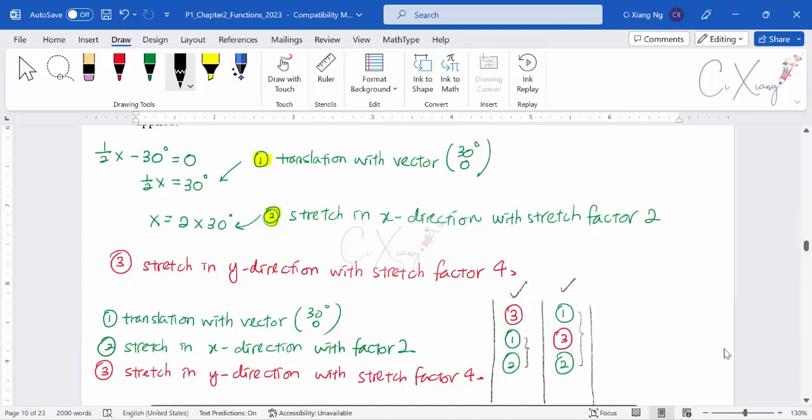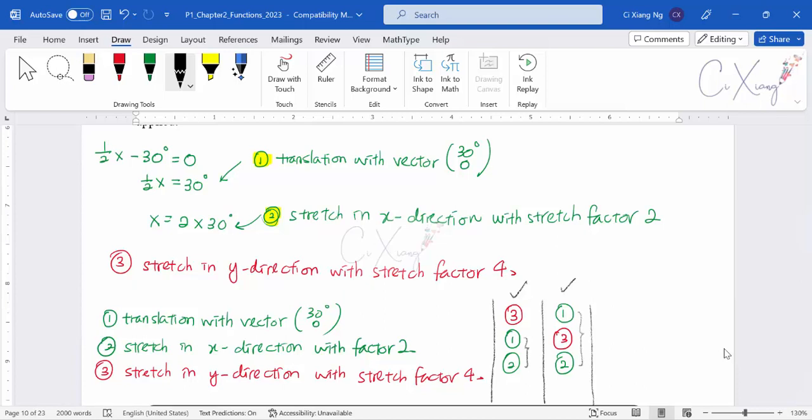All right, so these are some examples that we are discussing about the order when you are having a combination of transformations, either in x direction for both, or maybe in y direction for both, or one y, one x. So this is how we decide what the correct sequence is. Here we already ended the part for the transformation concept.